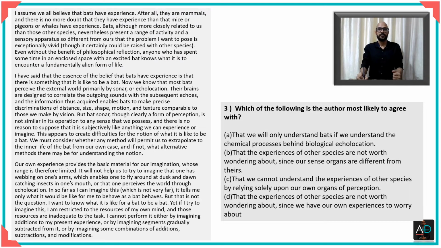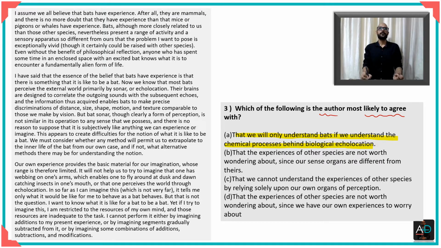So in this third question, we are to see as to what the author is most likely to agree with. What that means is that the right option will be something that has been said in this passage by the author, right? Okay, let's go for it option by option. Let's start with the first option, option A. It says that we will only understand bats if we understand the chemical process behind echolocation.